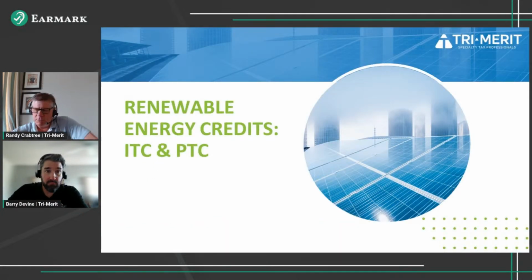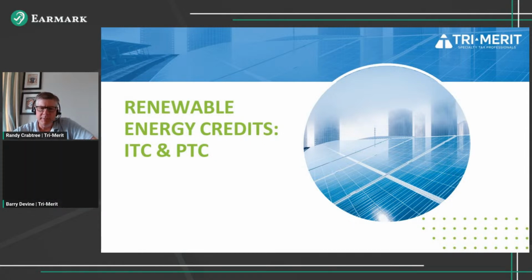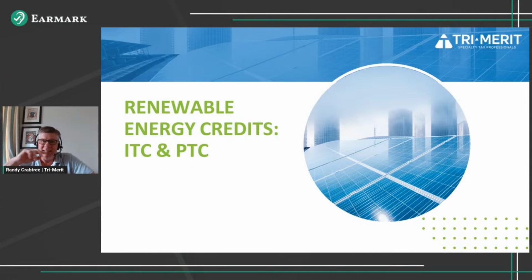So jump right into renewable then. That's the first thing. That's where we're going to spend most of the time. Renewable energy tax credits were defined in the Inflation Reduction Act, which was August of 22. Most of these kicked in at the beginning of 23. There have been some changes, some enhancements, and some new credits defined.